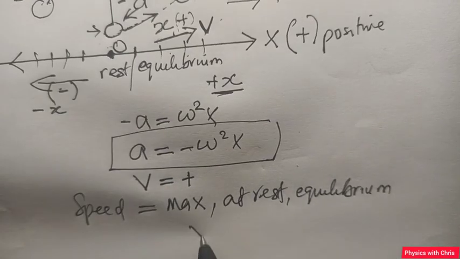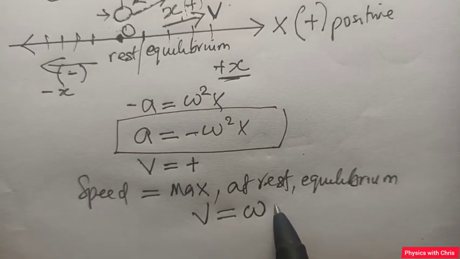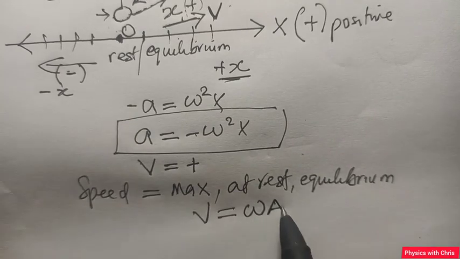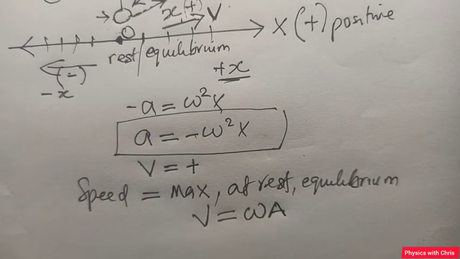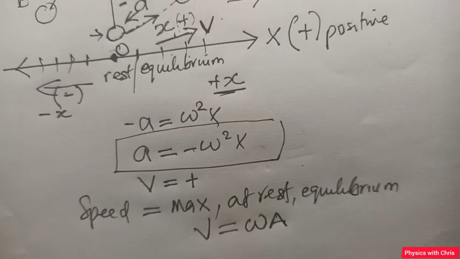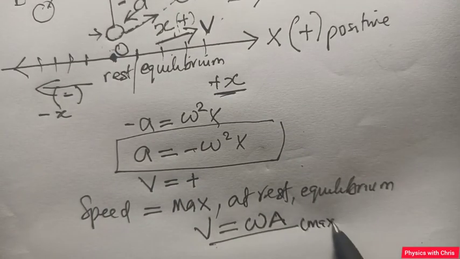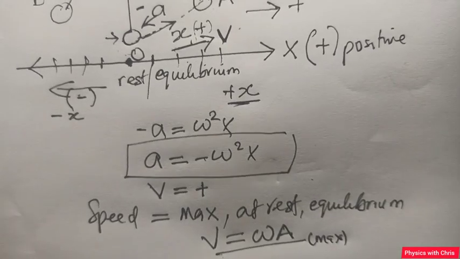That maximum speed v, we should come to that later, is given by omega multiplied by the amplitude. I can use this uppercase letter to represent the amplitude of oscillation. So this is the expression for the maximum speed or velocity of the ball. Now, let's come back to it again.